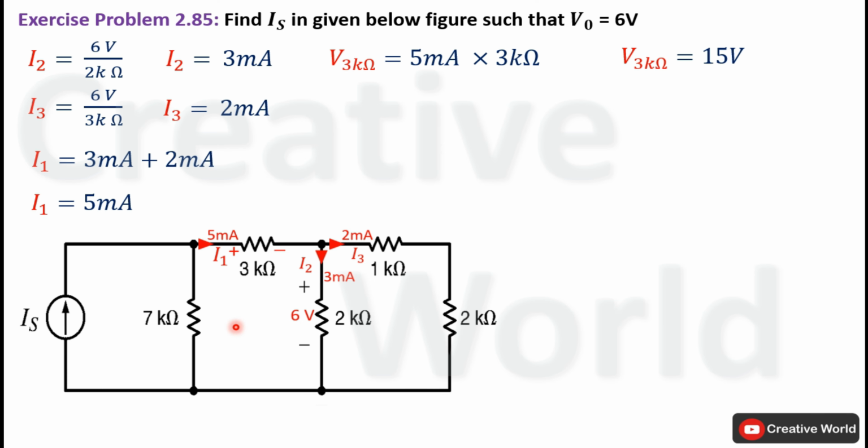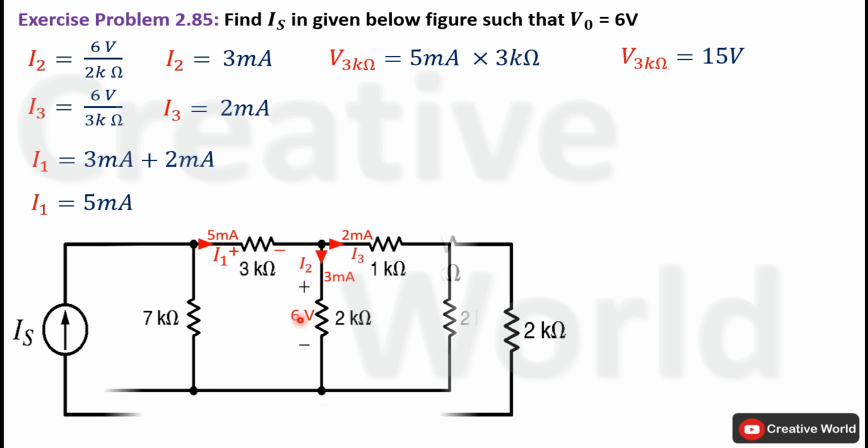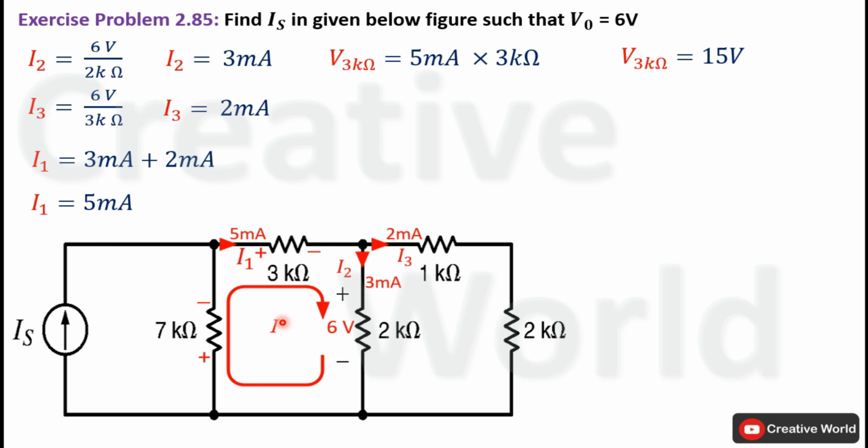Now we will apply Kirchhoff's voltage law inside this closed loop to calculate voltage across this 7 kilo ohm resistance. For that purpose, we will assume current I is flowing inside this closed loop in clockwise direction. According to the direction of this current, polarity notation across 7 kilo ohm resistance is marked. Current entering terminal is positive and current leaving terminal is negative.